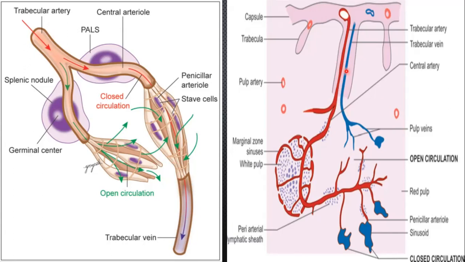The same here. You can see here at the marginal zone, we will have numerous antigen-presenting cells, so as to induce the required immune response. In closed circulation, you can see that they are draining directly into the splenic sinusoids, and in open circulation they are first draining into the splenic cords of Billroth. Then blood from the splenic cords will eventually enter the splenic sinusoids.